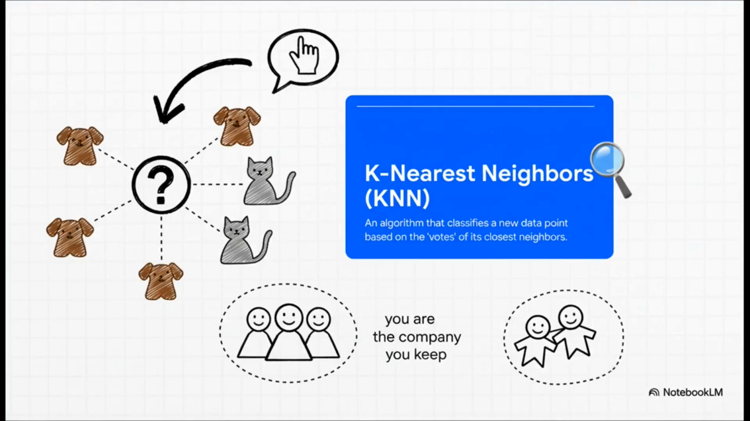Okay, last one for our tour, K-nearest neighbors, or KNN. This might be the simplest idea in all of machine learning. To figure out what a new thing is, it just looks at its closest neighbors and sees what they are. If you tell it to look at its 5 nearest neighbors, and 3 of them are dogs and 2 are cats, KNN is going to say, well, it's probably a dog. The whole idea is just, you are the company you keep.